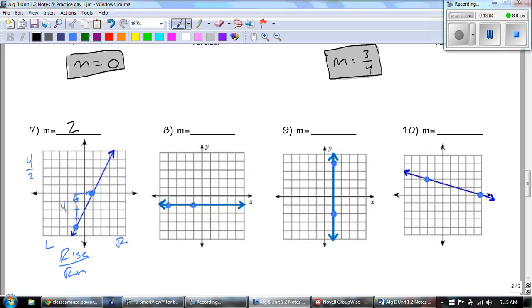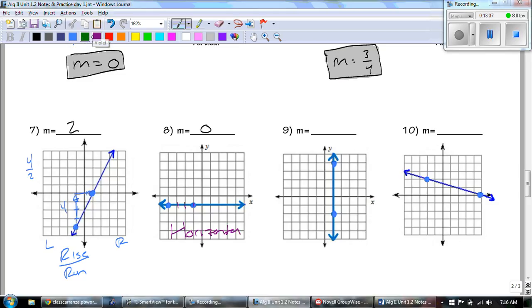All right, now right away, if you notice that this is a horizontal line, okay, horizontal line from left to right, I know that my slope is 0, okay? And if you think about it, my rise, I went up 0, and then I went over 1, 2, 3. 0 divided by 3 is 0.